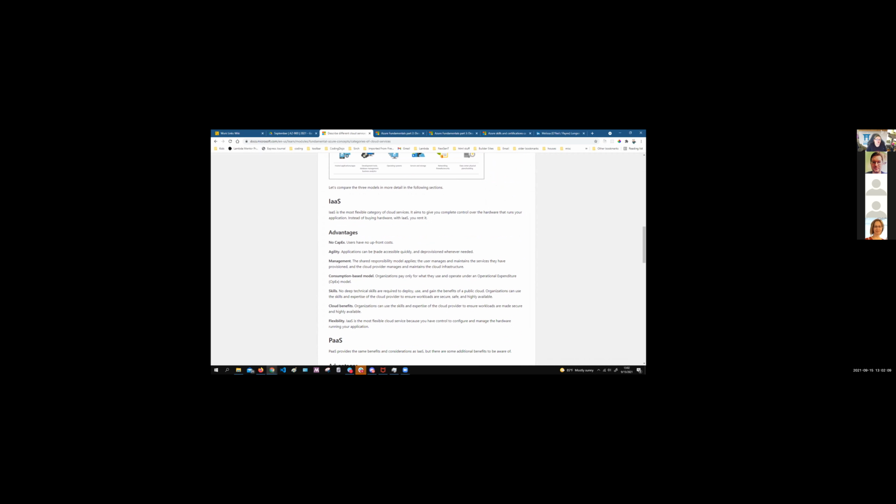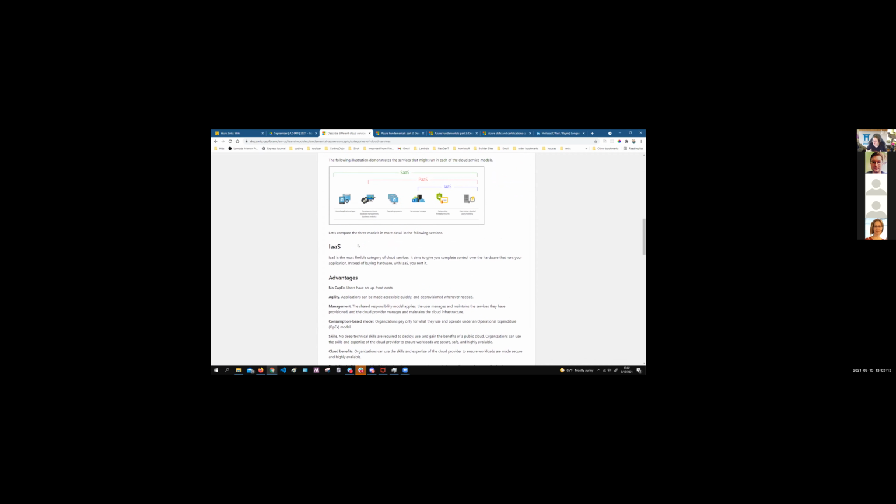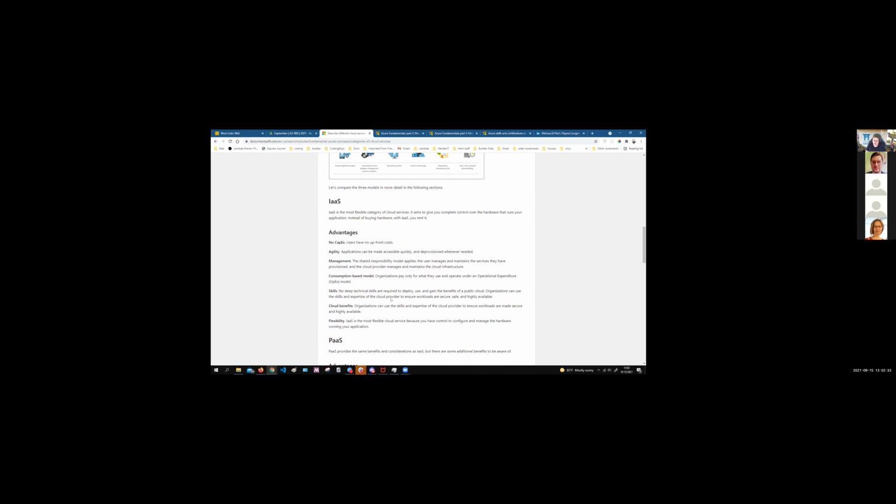So infrastructure as a service has the most flexibility. It allows the user or the business to have the most control over everything instead of just buying the hardware. There's no upfront costs. The agility, as applications can be made accessible pretty quickly. There's shared responsibility. The user maintains the services that they've provisioned and the cloud maintains the infrastructure.